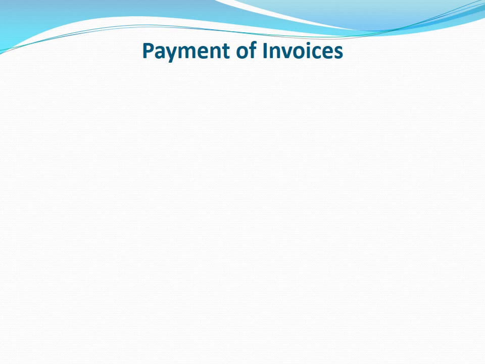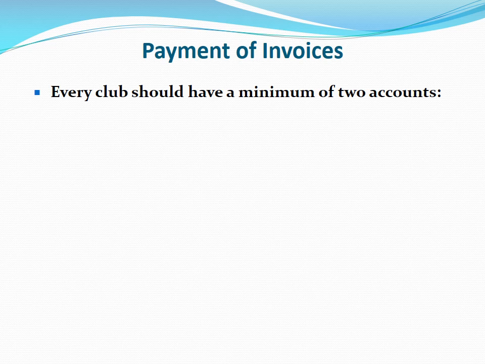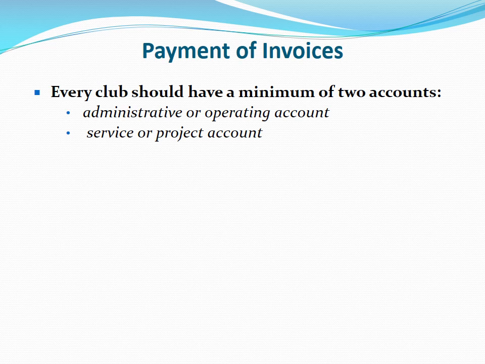The second responsibility we're going to look at is payment of invoices. Each club should have a minimum of 2 accounts, one for administrative or operating cost, and a second, which is a service or project account. This can be run in the same banking account as long as you keep 2 different books, or as some clubs like to do, they will actually run 2 different checking accounts.